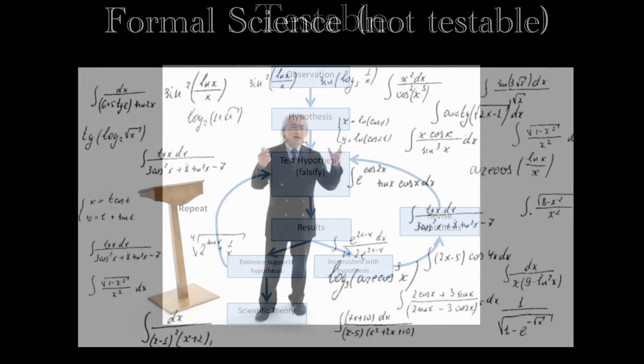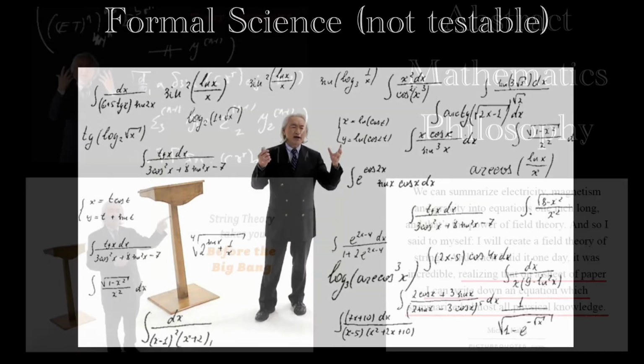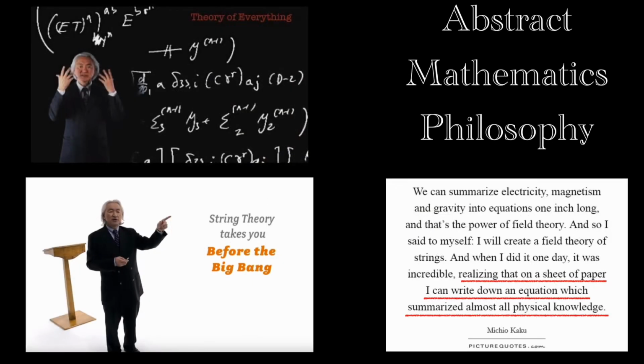Now, what do we have? Formal science is not testable. It's just math equations, concepts, abstract ideas. Take a look at this. We can summarize electricity, magnetism, and gravity into equations one inch long. And that's the power of field theory.